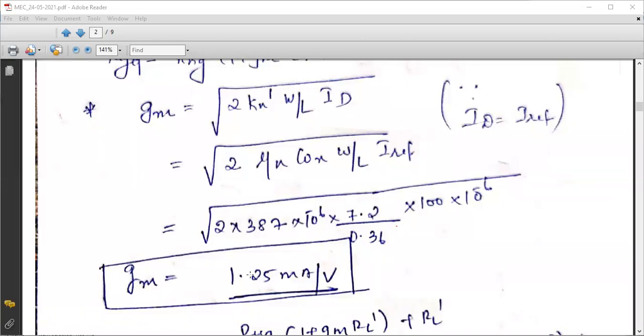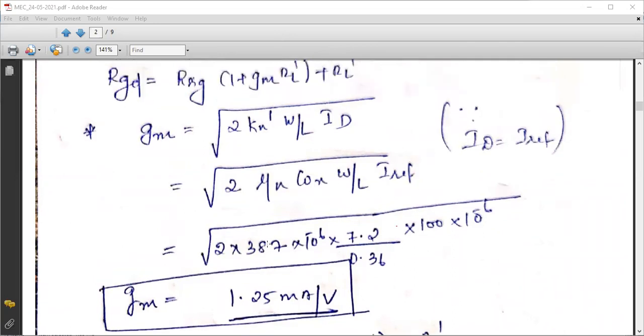After substituting, what is the answer that you got for GM? 1.244 into 10 to the power minus 3. 10 to the power minus 3 can be considered as milli, so your answer will be 1.25 milliampere per volt. Very good. So now you have everything, right?